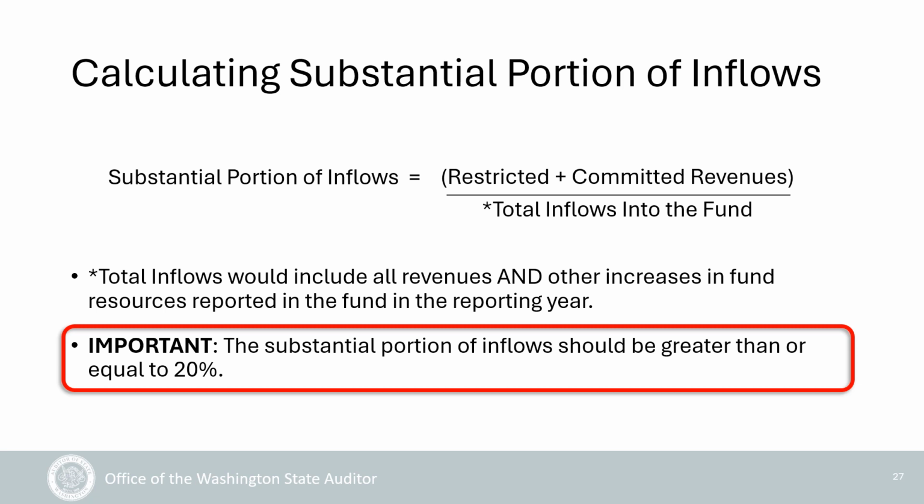You simply add the restricted and committed revenues, then divide that amount by the total inflows into the fund. Total inflows includes those restricted and committed resources, plus all other resources, including other increases like transfers in. You are aiming for at least 20% here. We recommend that you perform this calculation annually to determine if your special revenue funds continue to meet this requirement. Let's walk through an example together.